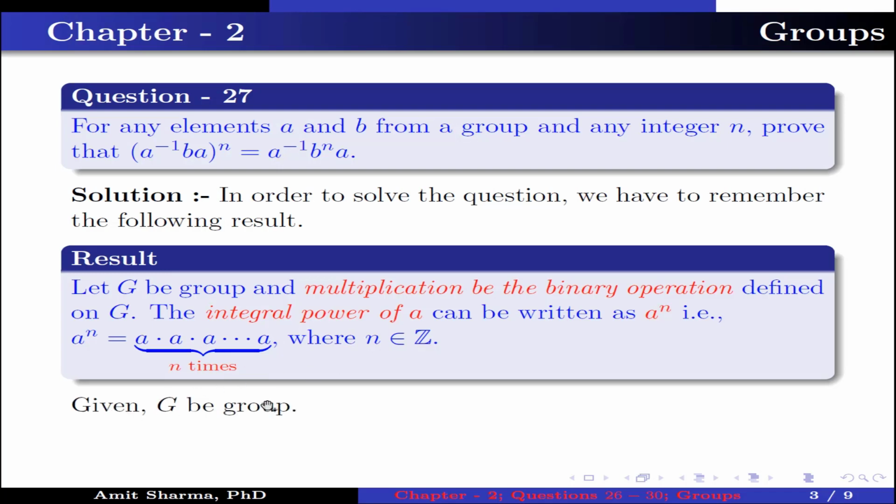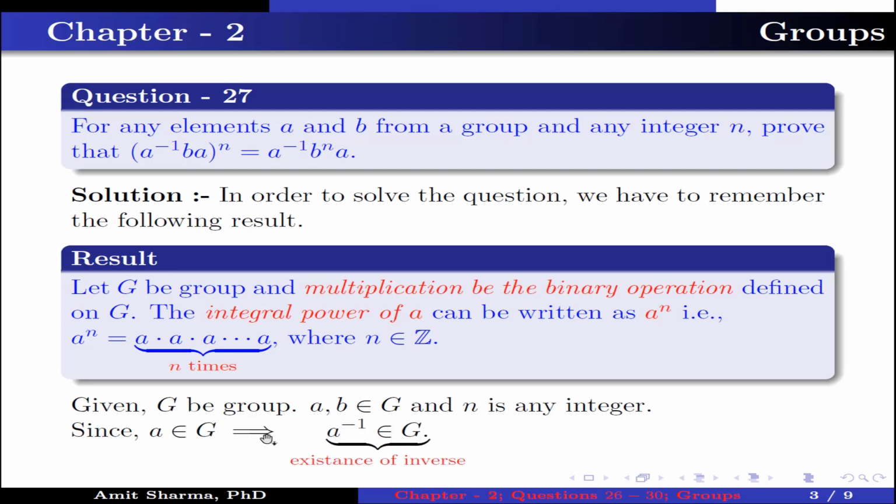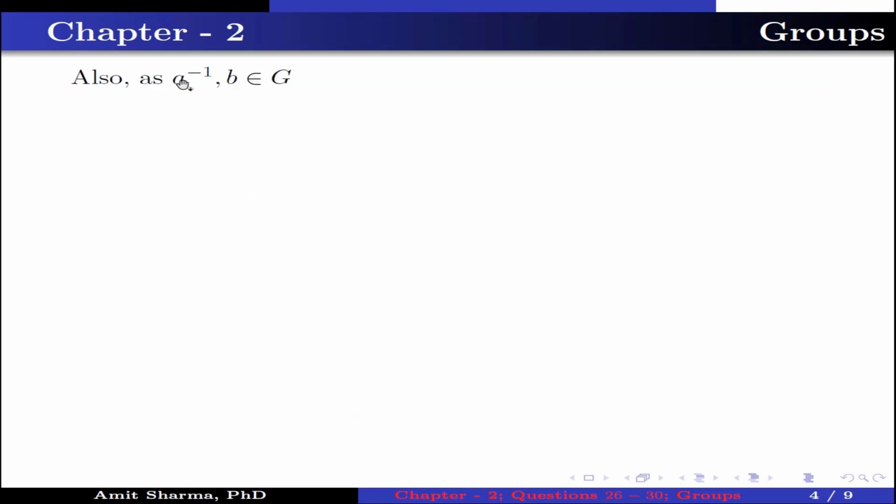Now, given G be a group, A and B belongs to G and n is any integer. Since A belongs to G, this implies A inverse belongs to G. This is known as existence of inverse. Also, as A inverse and B belongs to G, this implies A inverse BA belongs to G. This is known as closure property.